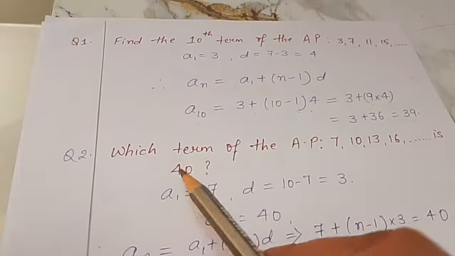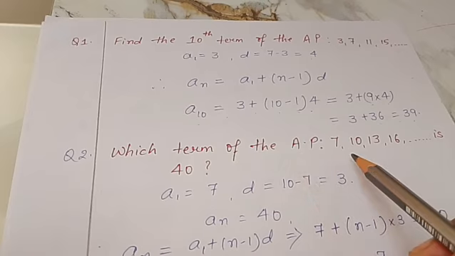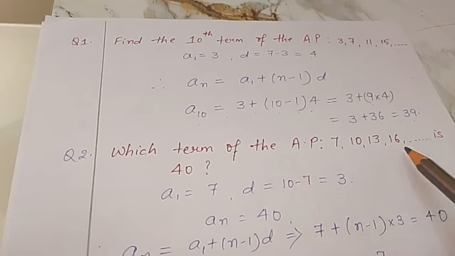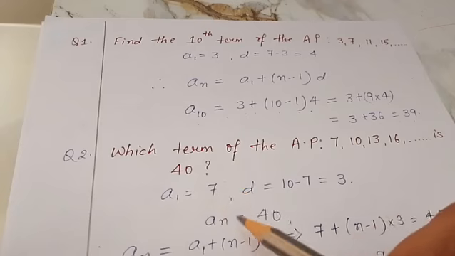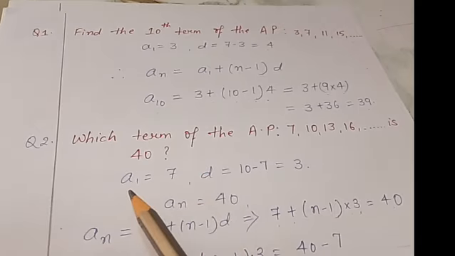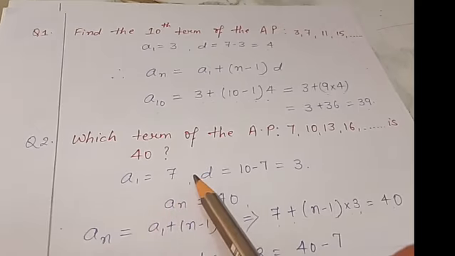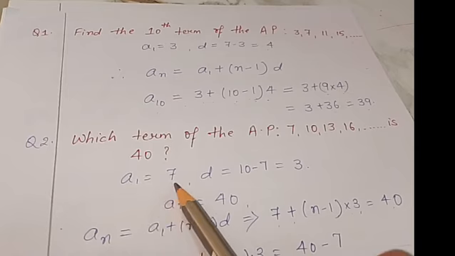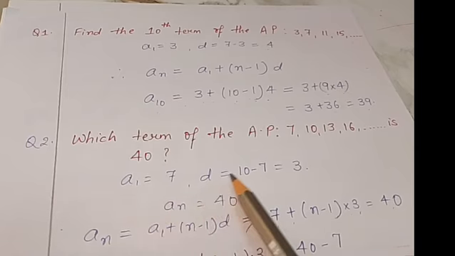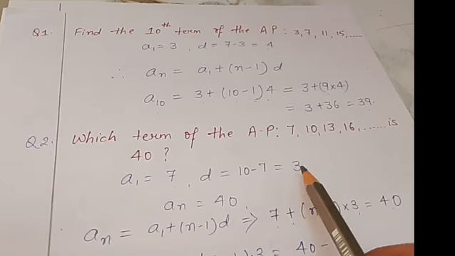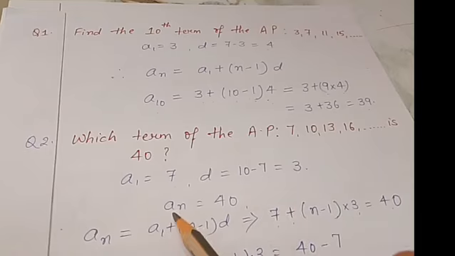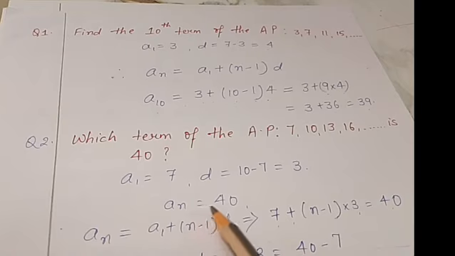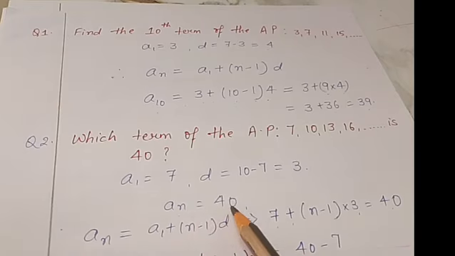Question number 2. Which term of the AP 7, 10, 13, 16 is 40? Identify the given values from the AP. First term a1 is equal to 7. Common difference d is equal to 10 minus 7 is equal to 3. And last term an is equal to 40. Set up an equation.